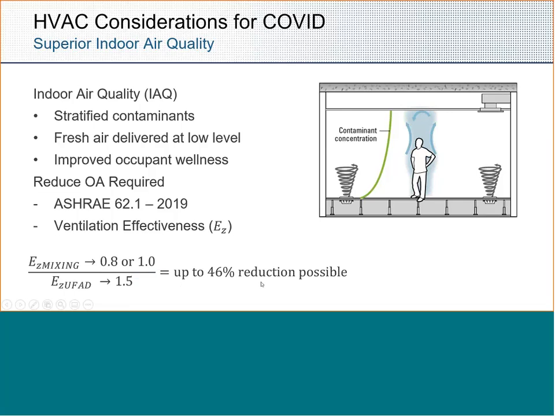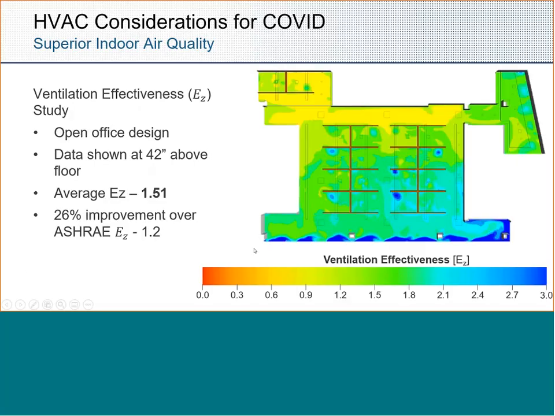You can see up to a 40% reduction in outside air. Or rather, what's most likely the case is that if you supply the same amount of outside air with UFAD as you would with an overhead mixing system, that's going to give you a 46% improvement in the ventilation effectiveness of the system.